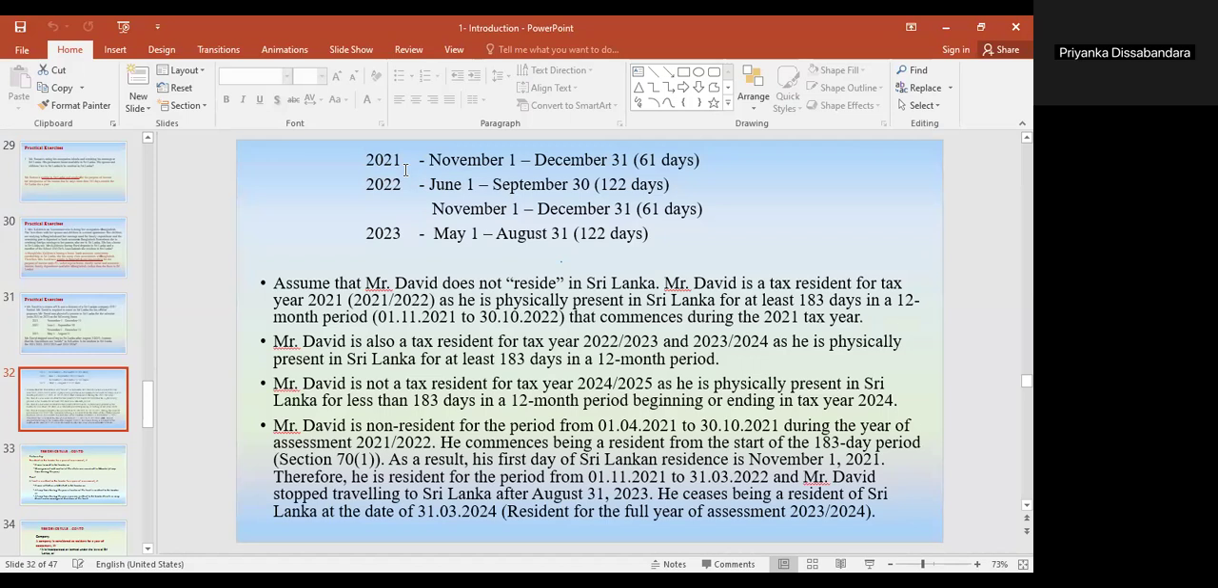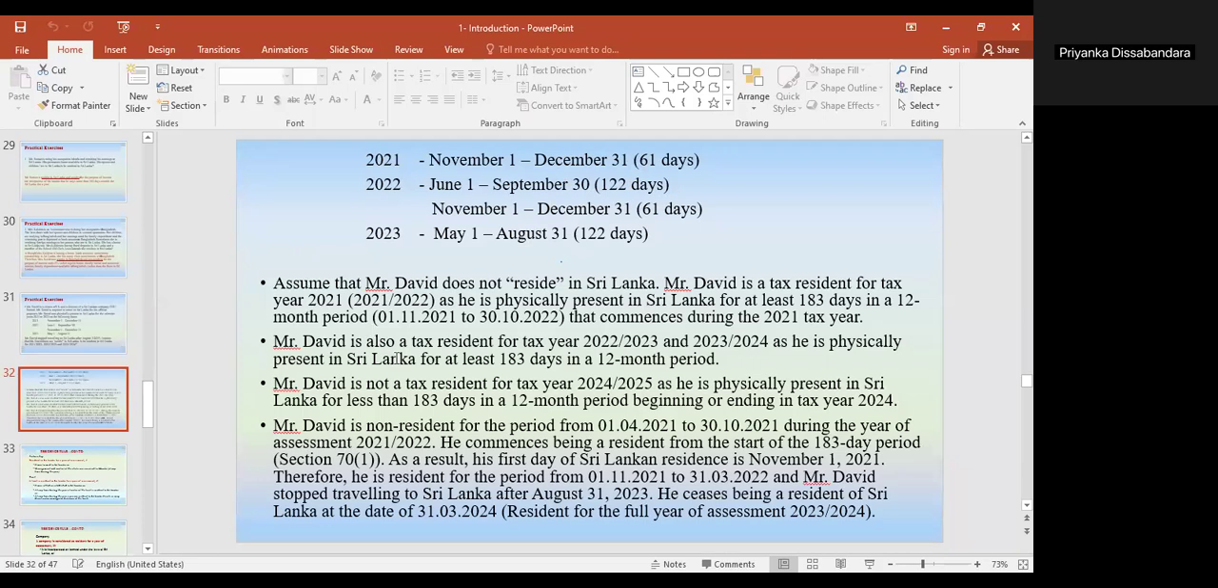In the year 2021, from November 1st to December 31st, there are 61 days. From June 1st to September 30th, there are 122 days. From November 1st to December 31st, 61 days, and May 1st to August 31st, 122 days. So now we have to determine whether this person is resident for the years of assessment 21-22, 22-23, and 23-24. This is the answer.